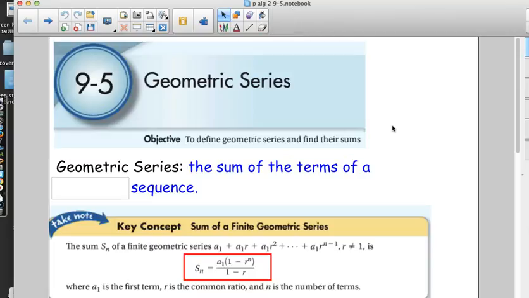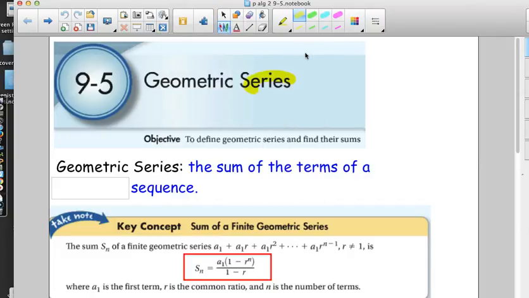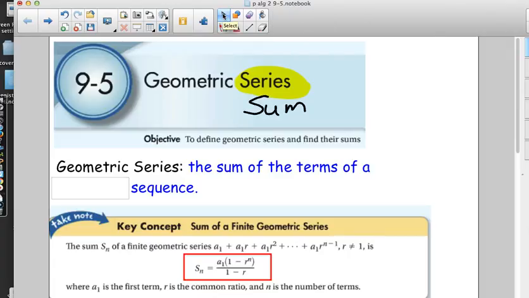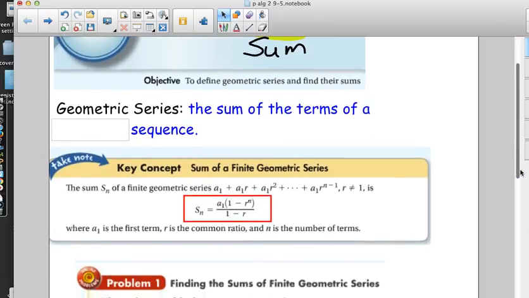Because again, just like before, actually let me grab the highlighter. And we'll come back and highlight this stuff on Monday too. That word series means sum. That's what it means. So we want to know, geometric series, how do you find the sum? And it turns out there's a very nice formula for this too. So geometric series, the sum of the terms of a geometric sequence.